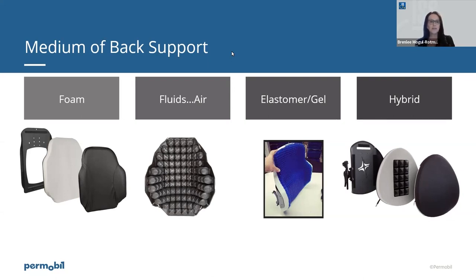Fluids allow for immersion and envelopment for pressure redistribution, which we know. Fluids can be air or viscous fluids, can be flowing or non-flowing fluids, and they can assist with shear and friction reduction. And depending on the type of fluid that might be used, there might be some setup and maintenance required over time. Elastomers or gels can assist with temperature maintenance and some shear friction reduction. And depending on how they're utilized, they might provide some immersion as well.